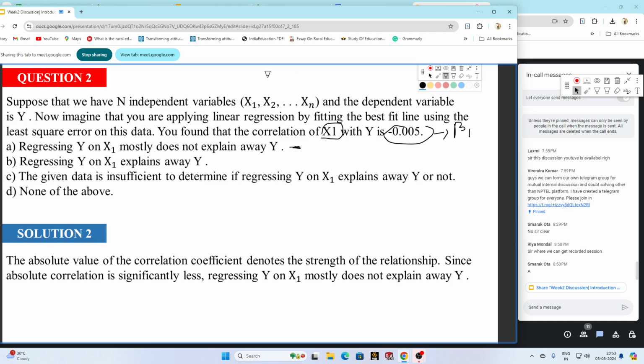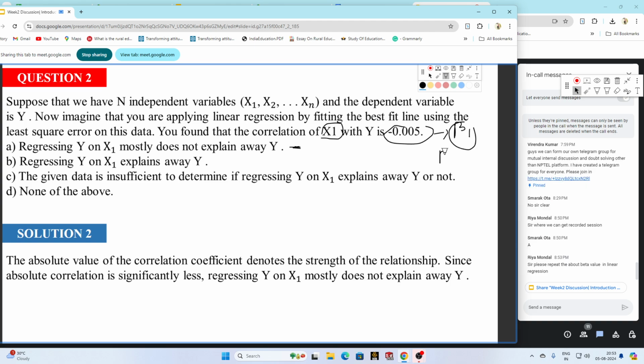This is not the value of y or x, this is the value of beta, a coefficient. If beta increases, let's say to 5, this can be your equation, right? Y equals, let's say, 4 plus 5x1 plus 10x2.